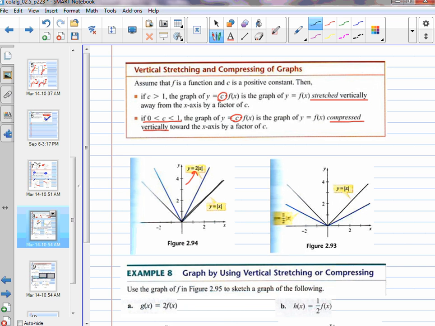Here is the original, 2 times the absolute value of x. At any point, I'm going to take this point right here. The original one was 2 tall. Now my new one is 4 tall, twice as tall, stretched vertically by a factor of 2. This one is a little blurry. You see that 1/2 right there? It's going to be half as tall at any location. It is only half as tall as the original one. It was compressed. I need to come back to my picture.